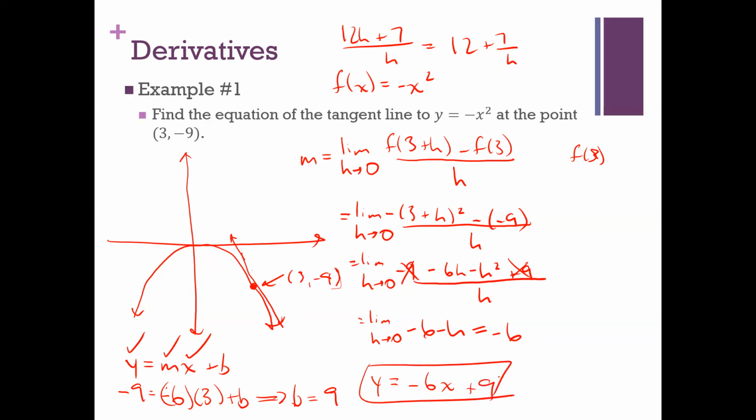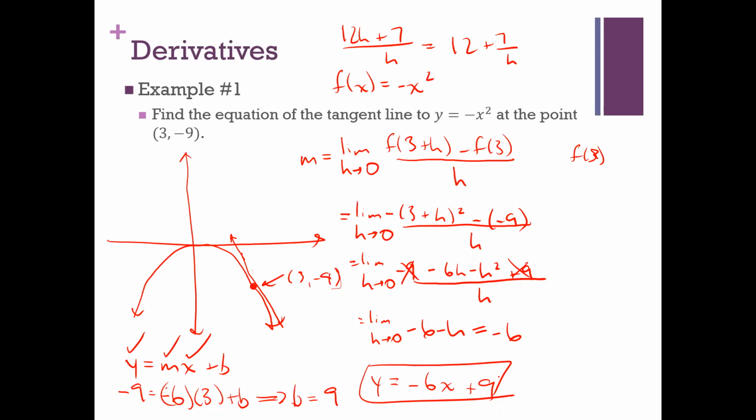Something I don't quite have time to do for you, but if you wanted to do this in Desmos, if you graph y equals -x squared and y equals -6x plus 9, you will get a line that actually touches that curve at one point, like I tried to do. But now, based on using this derivative tool, we now can find the slope of many different types of functions using only one point.